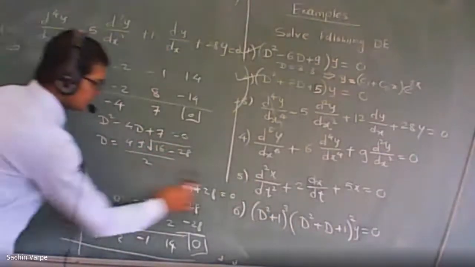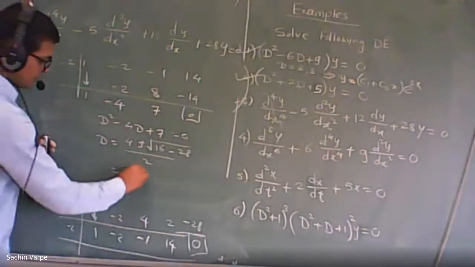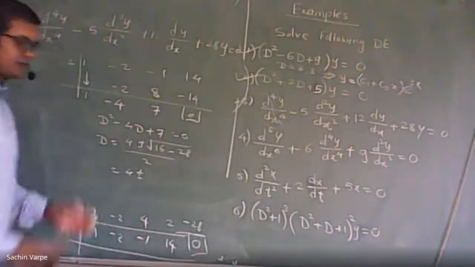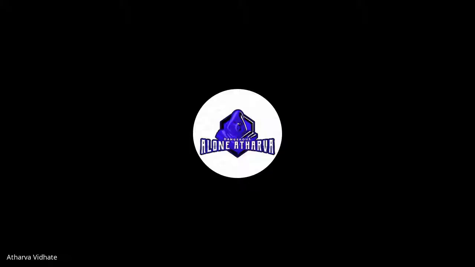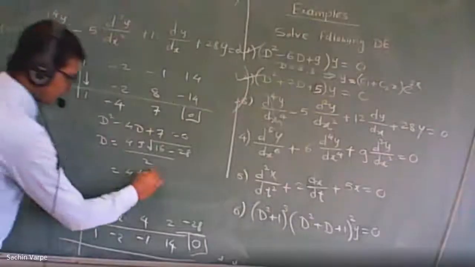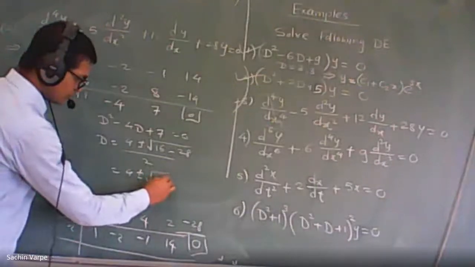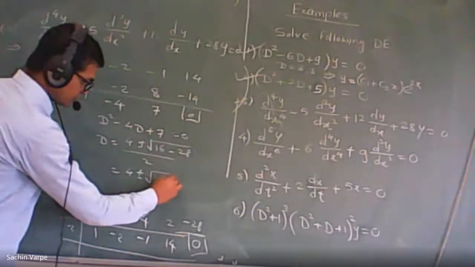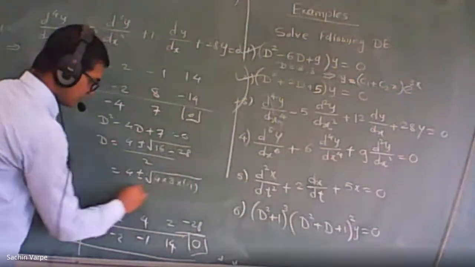Right? So what are the roots then? 4 plus minus, here 16 minus 28, minus 12. So how will I write minus 12? 4 into 3 into minus 1. Is it okay? Upon 2.